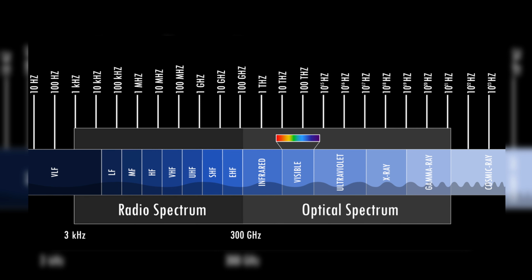Here we have the electromagnetic wavelength spectrum. As humans, we're capable of seeing in the visible light band. And just to the left of it here is the topic that we're covering in today's video, the infrared light band.